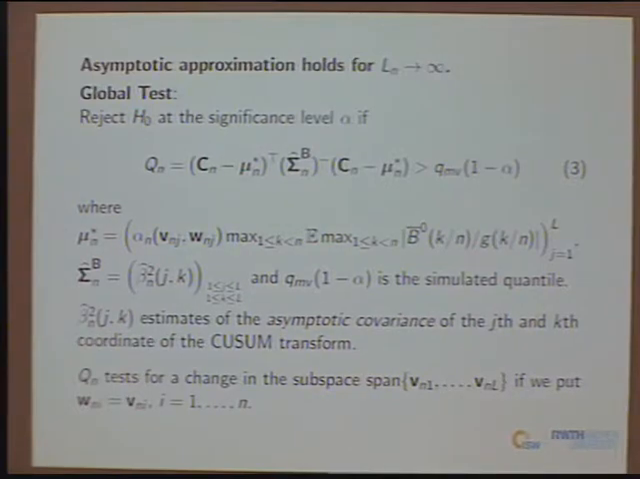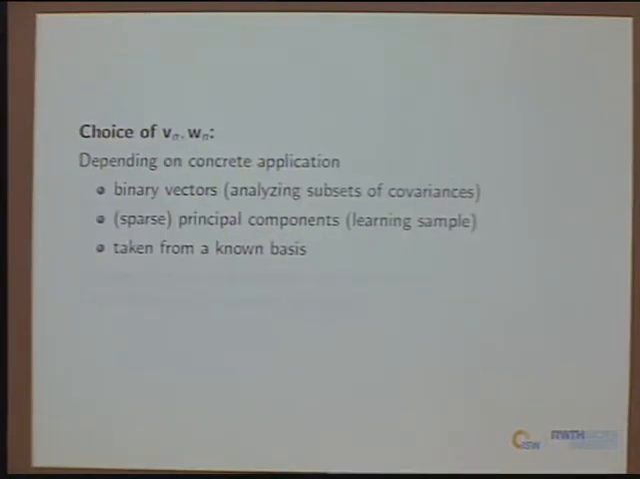The global test, if you want to have this kind of global test, can be formed as a quadratic form in terms of these multivariate capital L projections. I will not discuss this so closely because I think this is not really the method of choice if L is large. However, it can be done. The choice of the weighting vectors, of course, is a question. It depends on the concrete application.